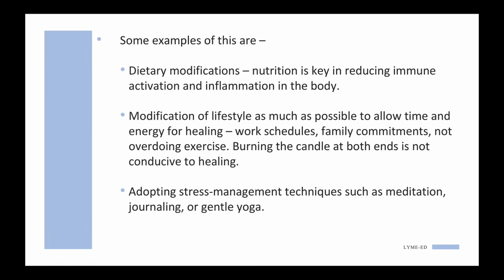So examples of this: dietary modifications. That's one of the key things. Nutrition can reduce immune activation and inflammation in the body. It is key. Modification of lifestyle as much as possible to allow time and energy for healing. Again, it's not for us to dictate or to judge what people do in their lives. People have different priorities and different needs. However, we can encourage them as much as possible to manage their work schedules and their family commitments and things like that to try and help their body get as much healing time as possible.